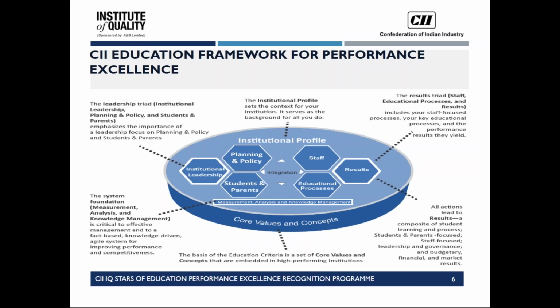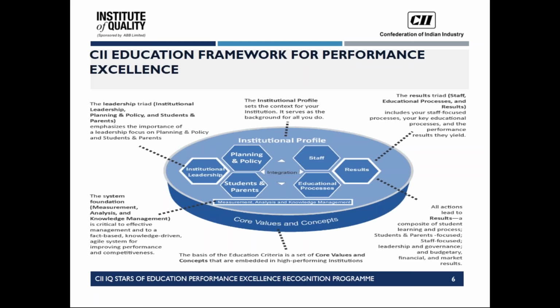The center horizontal arrowheads show the critical linkage between the leadership triad, that is institutional leadership, planning and policy, and students and parents, and the results triad, which is staff, educational processes, and results, and the central relationship between the leadership and the results categories. Now, the center vertical arrowheads point to and from the system foundation, which provides information on and feedback to key processes and the institutional environment.